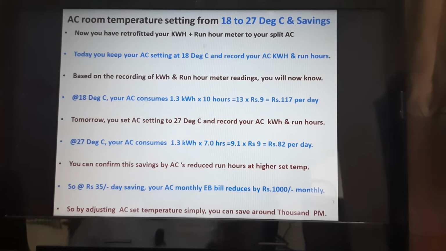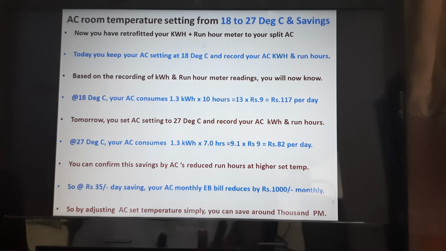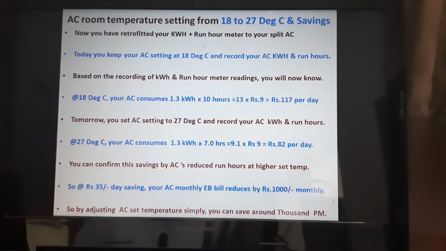With this run-hour meter and kWh meter, let us say you are using the AC at 18 degrees versus 27 degrees. By keeping the AC at 18 degrees, you just record the run-hour for a day, I am just suggesting. Based on the recording of the kWh and the run-hour meters, you will come to know that at 18 degrees your AC consumes 1.3 kWh units per hour. For 10 hours, it consumes around 130 units, almost around 117 rupees per day.